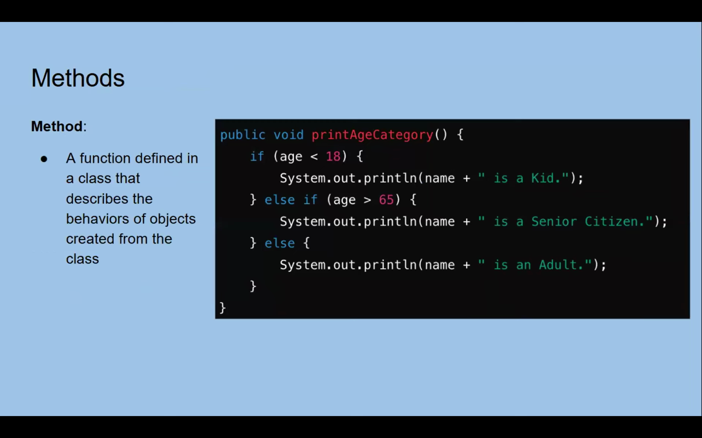So for instance, in this method, we're talking about printing the age category of that person. Here, if a person is less than the age of 18, it's a kid. Over the age of 65, it's a senior citizen, and otherwise it's an adult. So the method here is print age category, and the behaviors of the objects are the if-else statements. So how many methods are there that we can use? There are various methods. It depends on the context of the program that you're running.